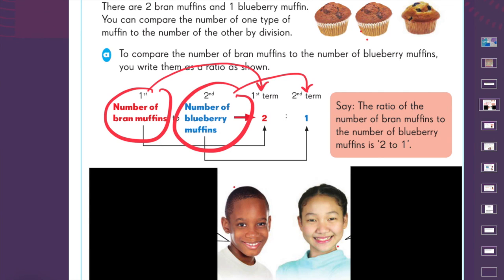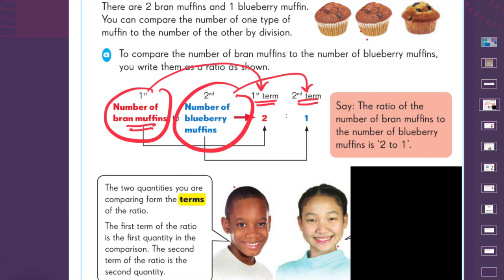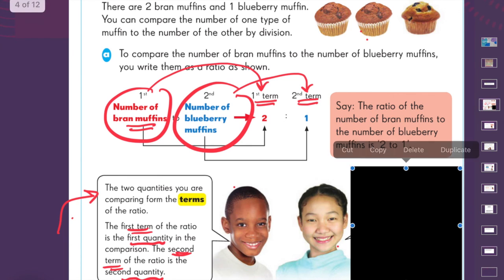So in the ratio, the first term would be 2 because it's the number of bran muffins, and the second term would be 1 because that's the number of blueberry muffins. So we would say that the ratio of the number of bran muffins to blueberry muffins is 2:1. And now we have our little friend down here reminding us that the two quantities that you're comparing form the terms of the ratio. The first term of the ratio is the first quantity in the comparison, and the second term is the second quantity. And you have to make sure that you write them in that order.